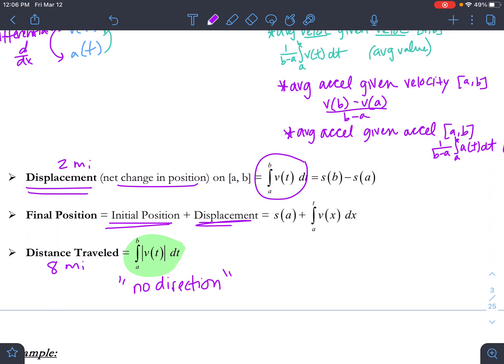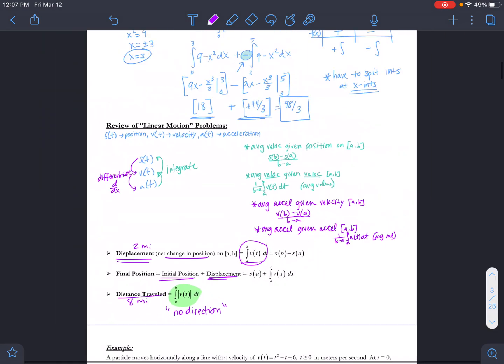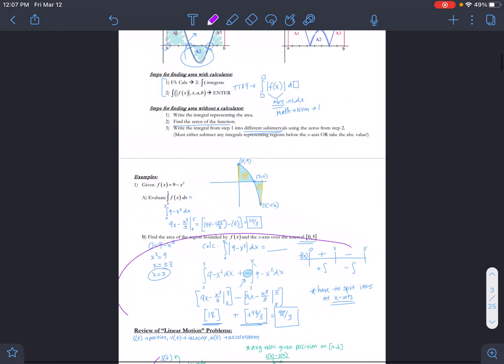It's kind of like that area under the curve situation where we're going to break it up into different integrals and talk about, it doesn't matter if we went left or right, we're going to add all of those distances together. Okay, so displacement, you just take the integral. Distance traveled, we're going to be taking the integral of the absolute value. All right, so very similar to this right here.